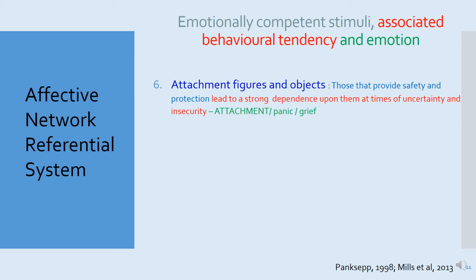Panksepp referred to it as the panic or the grief system because he emphasized the terror of the individual when that figure is lost. And if you think about it from a biological point of view, this is the relationship between an offspring and their parent, and the loss of the parents is a life and death situation. So it's not surprising that it results in states of panic or grief. And again, that emphasizes that these affective systems are triggered not just by the presence of the relevant stimulus, but also by their loss as well.